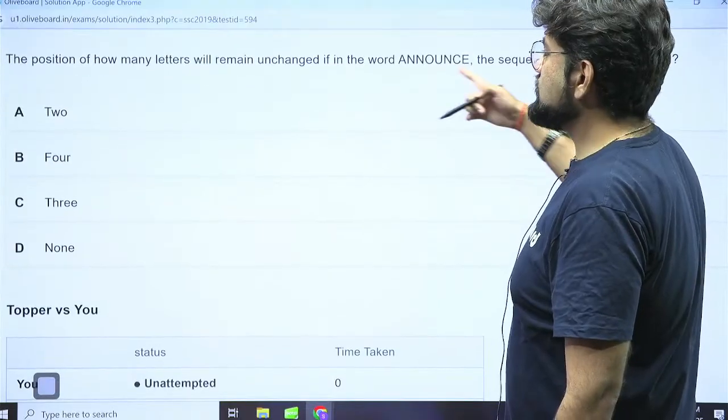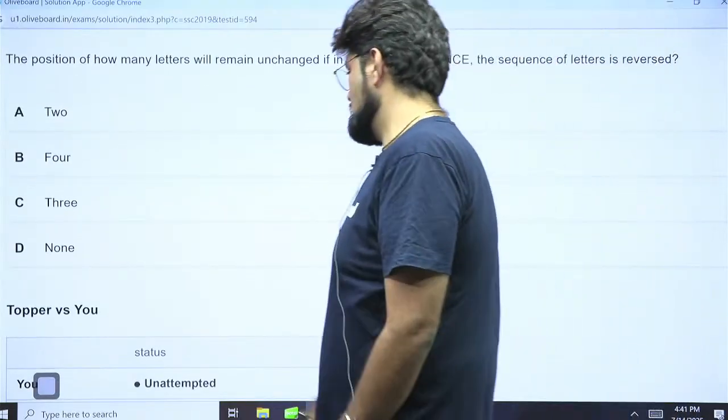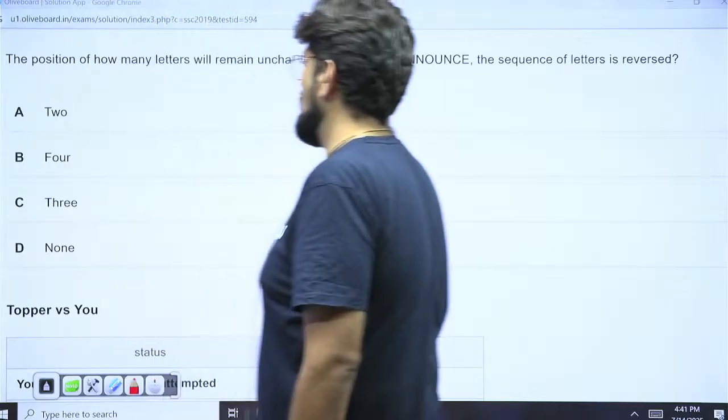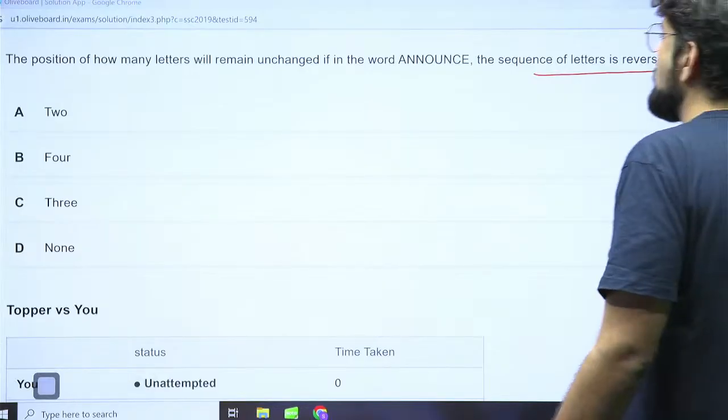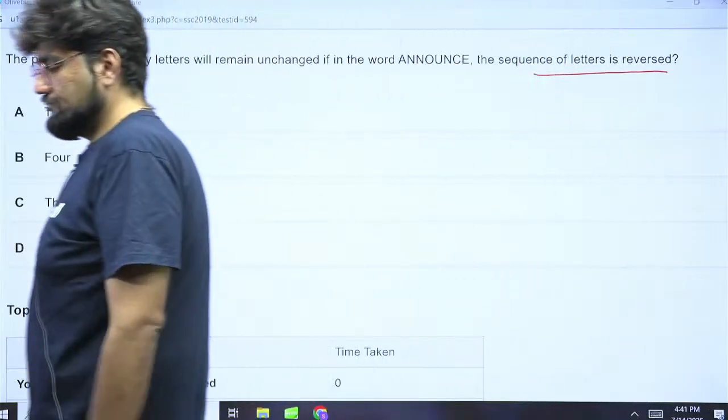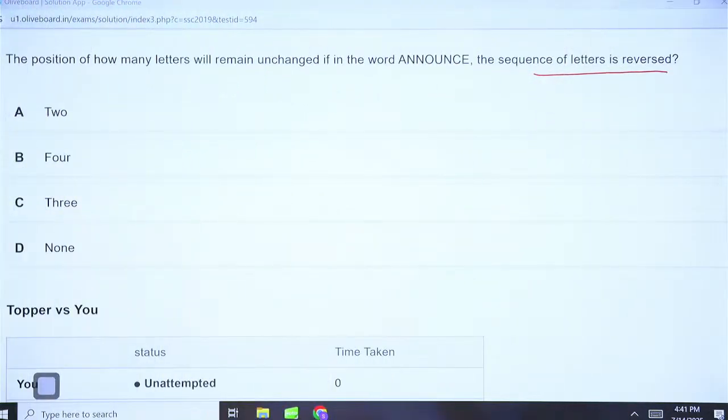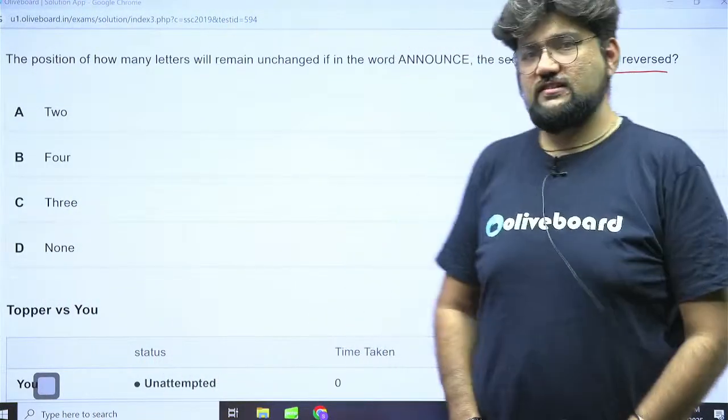Position of how many letters will remain unchanged as the word announce is arranged in the alphabetical order. Read this one. See, the sequence of the letters is reversed. This time they have written it in the reverse order. This time they are not talking about alphabetical order, guys. They are just saying the sequence of the letters is reversed. So just write it in the reverse order.